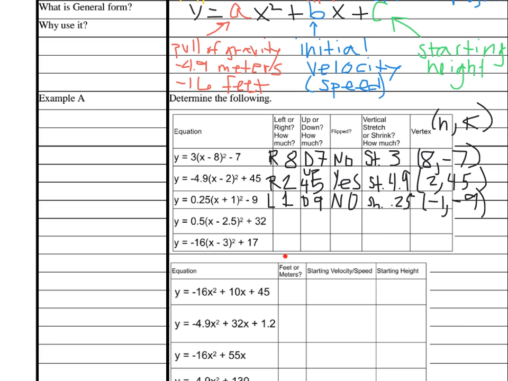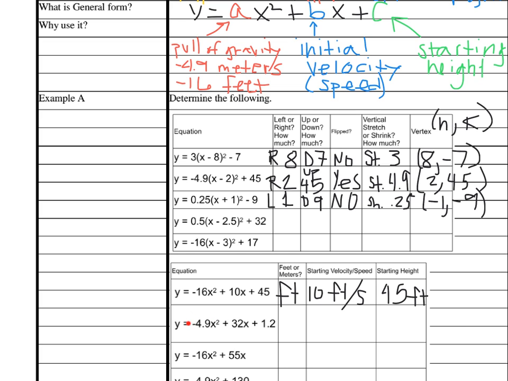The question is, is it in feet or meters? So we will write feet. Next it says starting velocity or speed, which is what's in the middle here. So where it has just an x is what we're looking for. So 10 has just an x, so the starting velocity or speed would be 10 feet per second. And then to find starting height, that's over here, that's the last part that doesn't have an x at all. So if we look, we have 45, it's in feet, so our starting height, 45 feet.